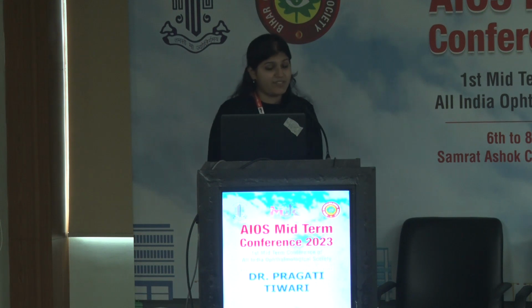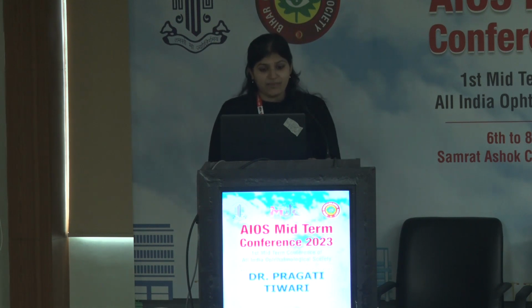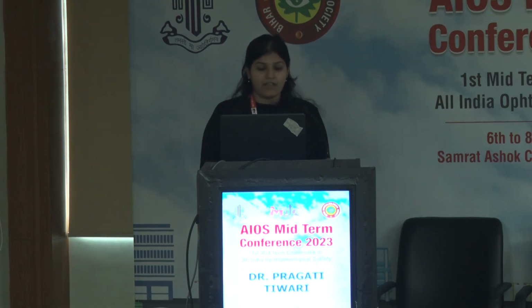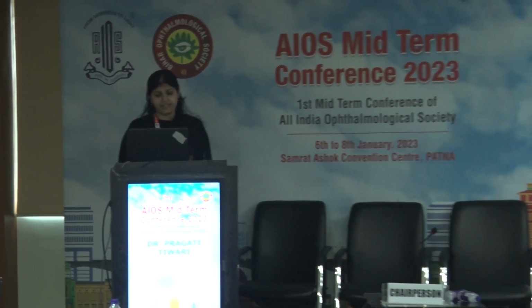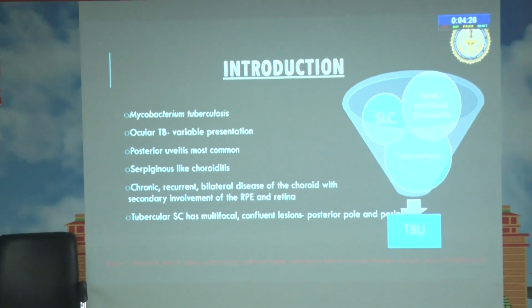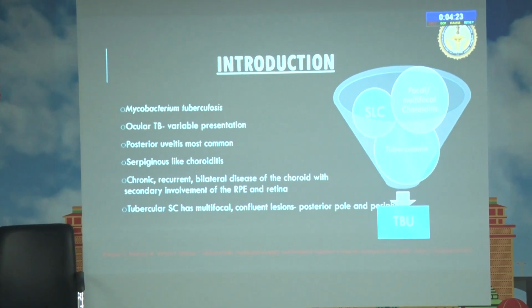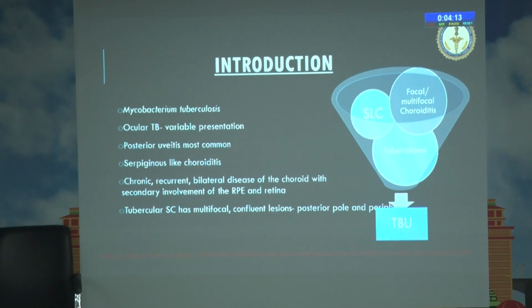So Mycobacterium tuberculosis is an endemic acid-fast bacilli and it spares no organ, neither the eye. Ocular TB has variable presentation, of which posterior uveitis is the most common. Now, of this, it can either be a serpiginous-like choroiditis or multifocal choroiditis or as a tuberculoma, which essentially presents as a chronic recurrent bilateral disease of the choroid with secondary involvement of the overlying retina. Tubercular serpiginous choroiditis has multifocal confluent lesions which involve the posterior pole and the periphery as well.